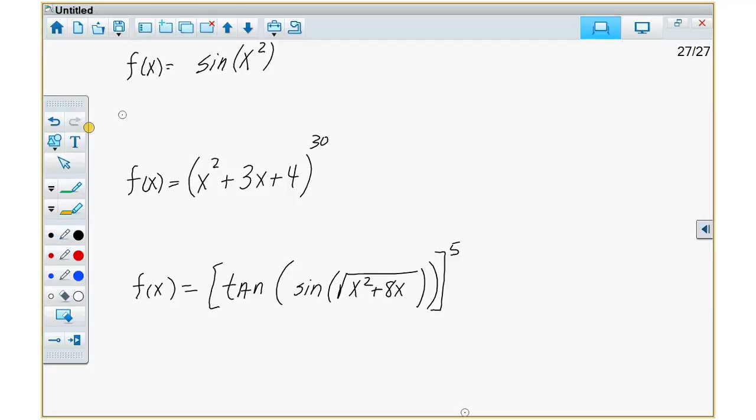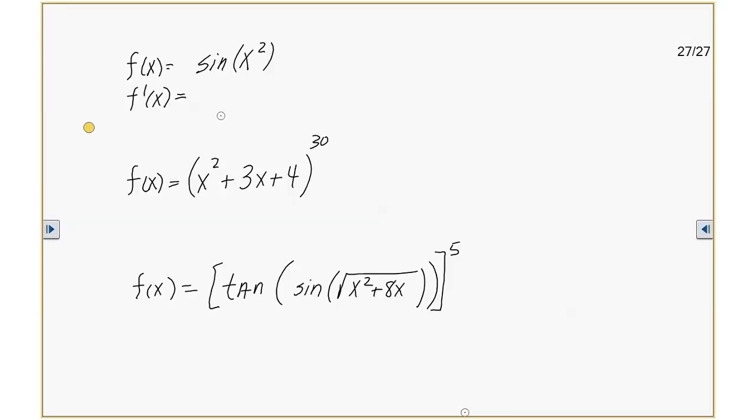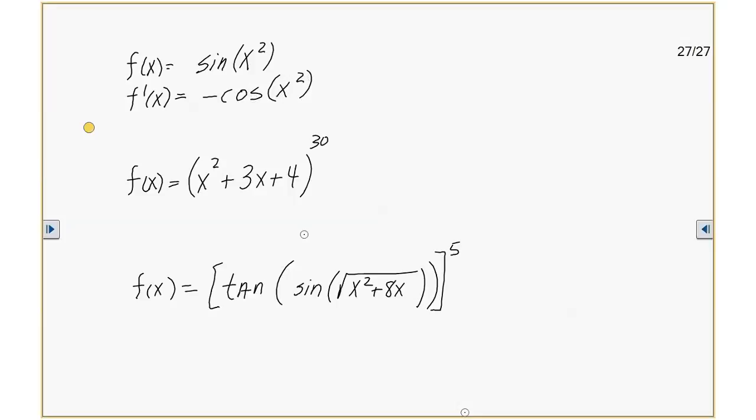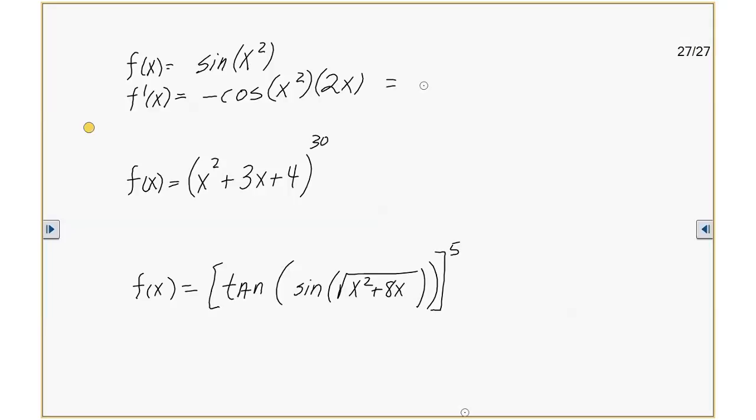All right, f prime of x here. Well, we're going to take the derivative of what? Well, take the derivative of the sine. So what is the derivative of the sine? Negative cosine of x squared. And then take the derivative of what inside, which is 2x. And if you want to rewrite that, negative 2x cosine of x squared. Derivative of sine is cosine, I'm sorry. Derivative of cosine is negative sine. Thank you.